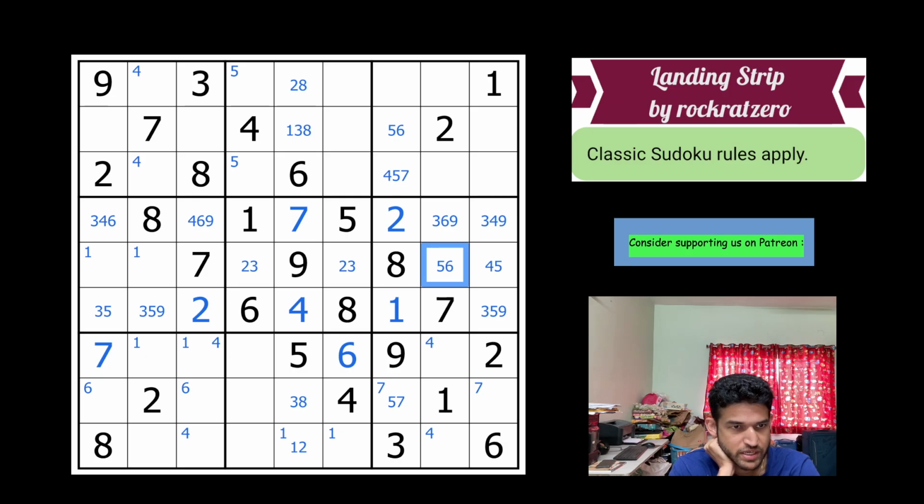Slowly the Sudoku is hitting a roadblock. And by the way, it's called a landing strip, the title of the Sudoku, which I failed to mention, I think.